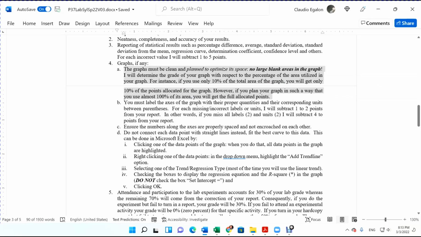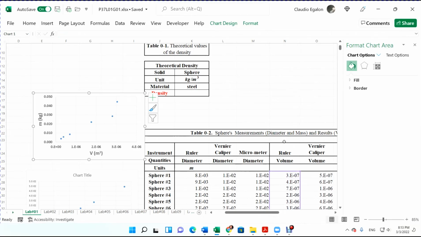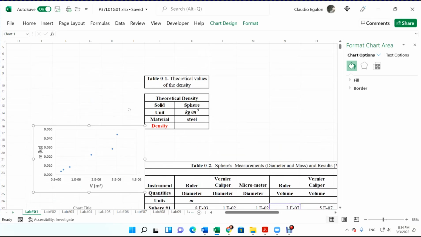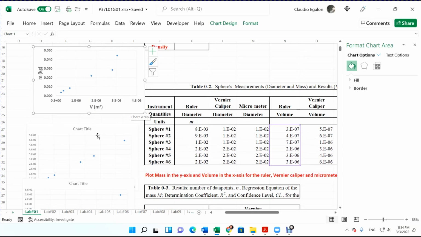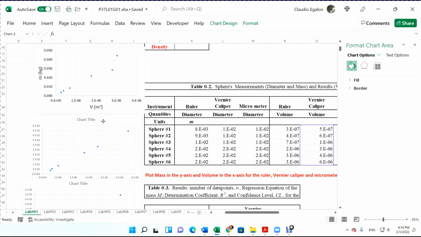How do we optimize the space? I did that last time too. We can optimize the space a little bit. It looks like we have too much space here. But wait a minute. Let's see what's going on here. One, two, three.